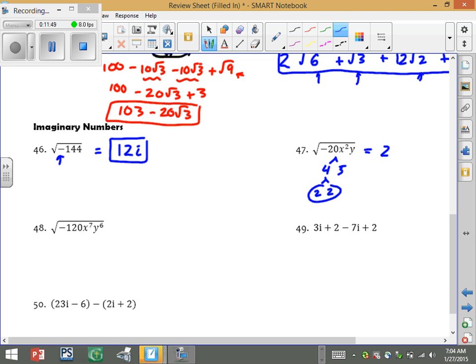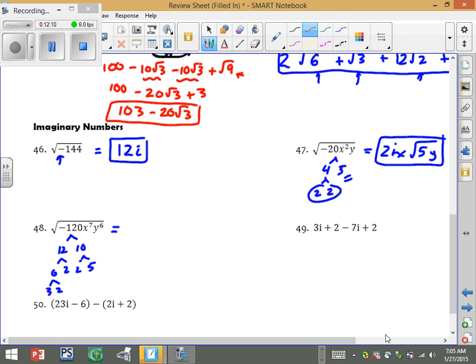I can pull out an x. Remember, there's an i because of that negative underneath, so that 5 is left, and a y is left. Here there's a negative underneath. 120 is 12 times 10. 6 times 2, 2 times 5, 3 times 2.